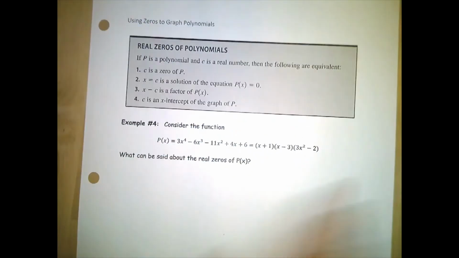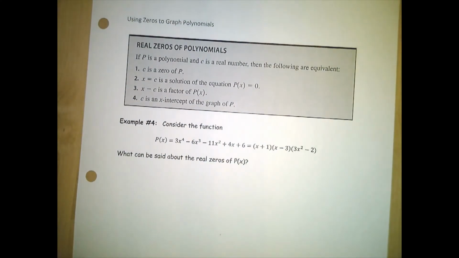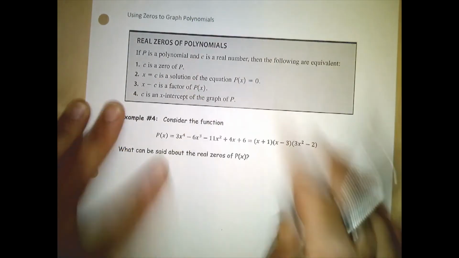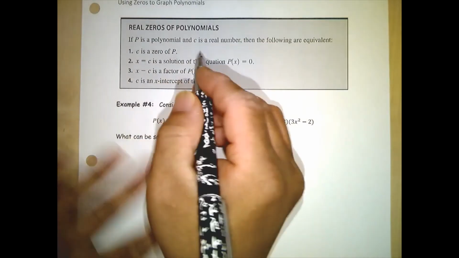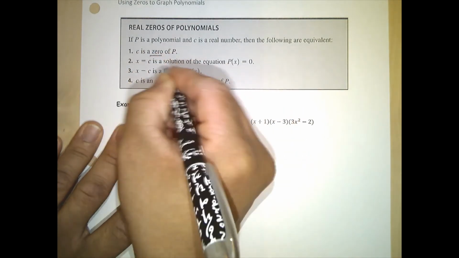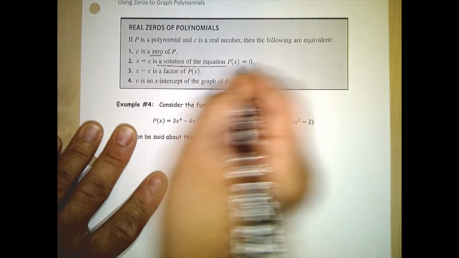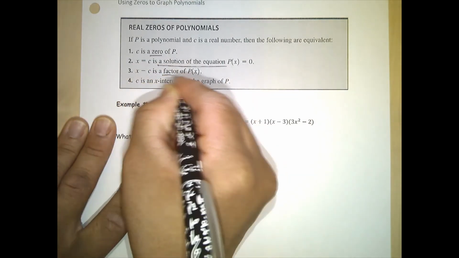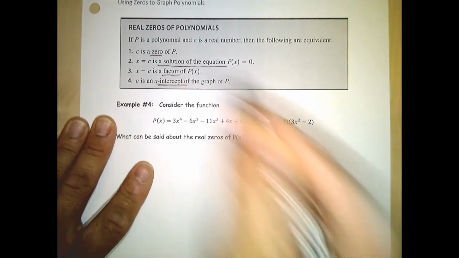Now, let's use zeros to graph polynomials. I know that we've done things like this before, but here we are repeating for general polynomials of degree n, not just quadratics and cubic functions. All right. So if P is a polynomial and C is a real number, then the following are equivalent. C is a zero of P, x equals C is a solution of the equation P of x equals 0, x minus C is a factor of P of x, and C is an x-intercept of the graph of P.